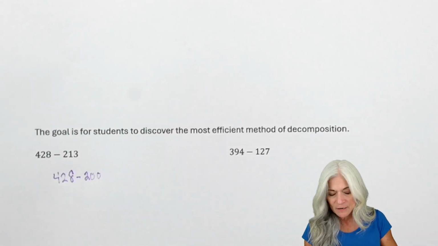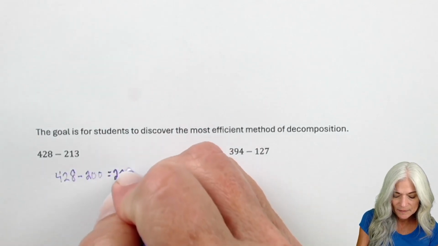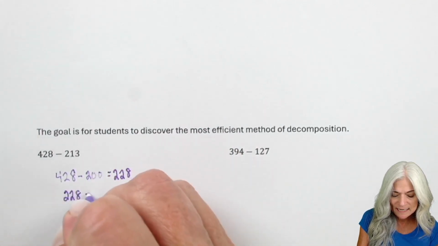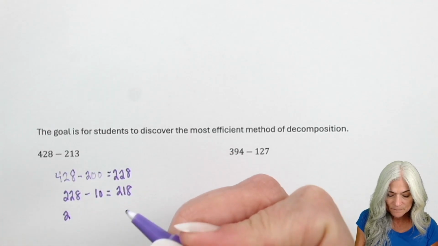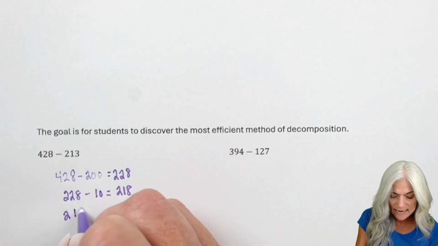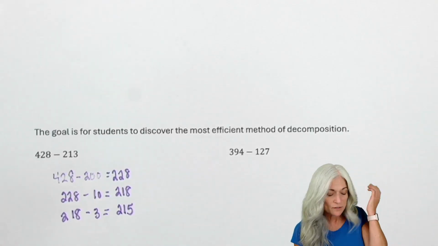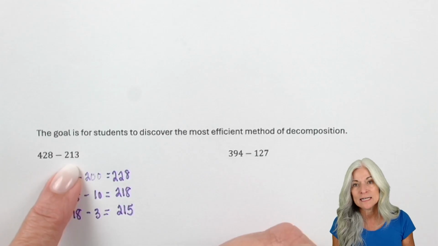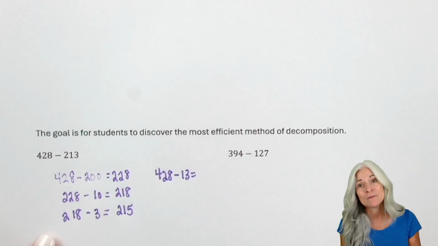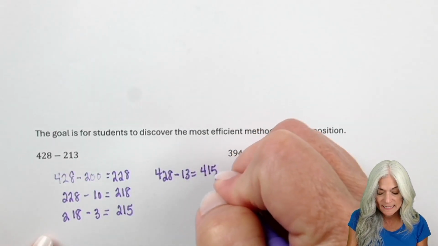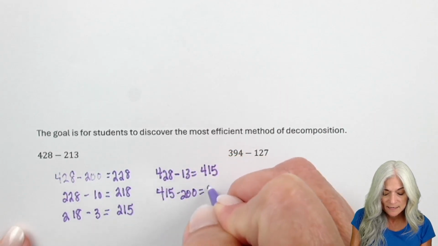Okay, that would give me 228. And then I would take the 228 and subtract 10. That would give me 218. And then the 218 minus 3 would give me 215. Now, like I said, your student may say, well, I want to take away 13 first. I want to take 428 and take away 13. That would give me 415. And then I want to take away 200. 415 minus 200, it's 215.